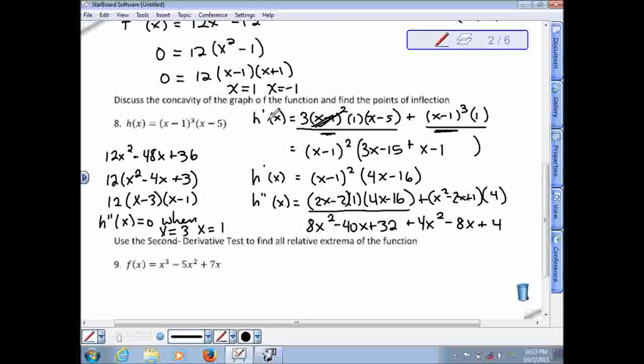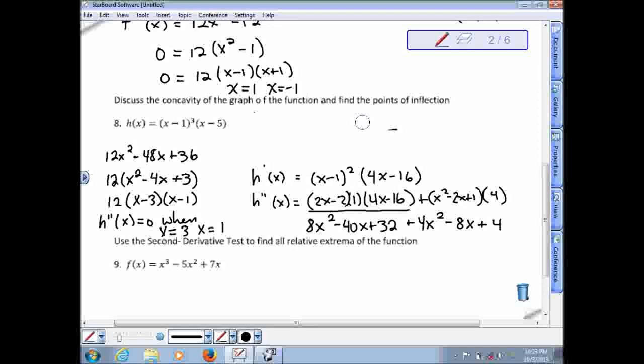So those are the points now that we have to place on the number line. To discuss the concavities, we have 1 and 3. Test points in the intervals now, in the second derivative, so we need to do h double prime of 0. We can do h double prime of 2 and h double prime of 4.